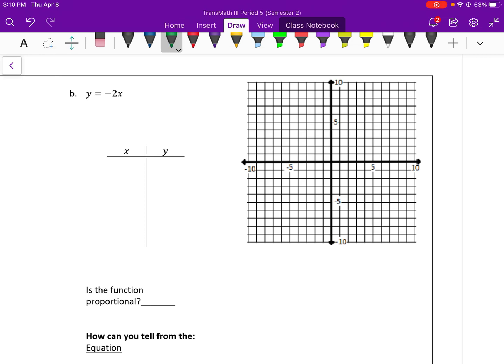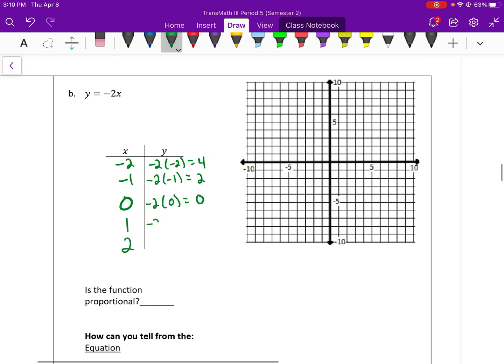All right, so if we go y equals negative 2x, determine if it's proportional. We're going to have to do an input of 0. Now let's do negative 2, negative 1, 1, and 2. Again, we're taking those x values and plugging them in. Negative 2 times negative 2 gives us 4. Negative 2 times negative 1 gives us 2. Negative 2 times 0 gives us 0. Negative 2 times 1 is negative 2. And negative 2 times 2 gives us negative 4.